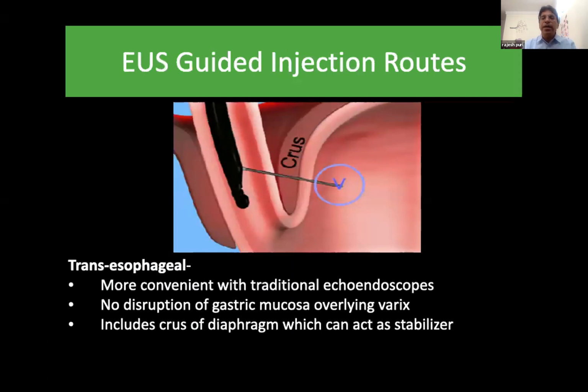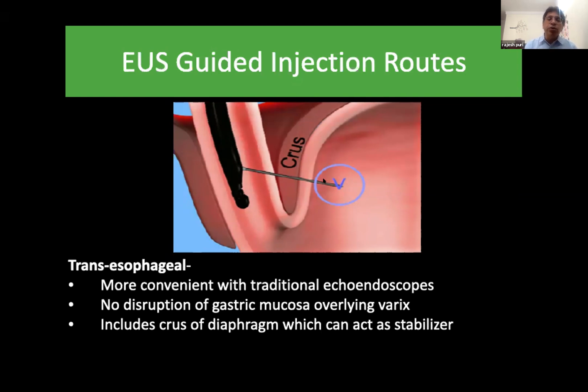Now, EUS-guided injection route. As I said, with the linear echo endoscope, it is not possible to retroflex. So you always use the transesophageal route through the crus, or directly through the stomach you puncture the fundal varix, but the transesophageal route is more convenient. The reason is that with the linear echo endoscope you are directly visualizing, there is no disruption of the gastric mucosa over the varices, and it goes through the crus of the diaphragm, so the stability of the needle will be better.